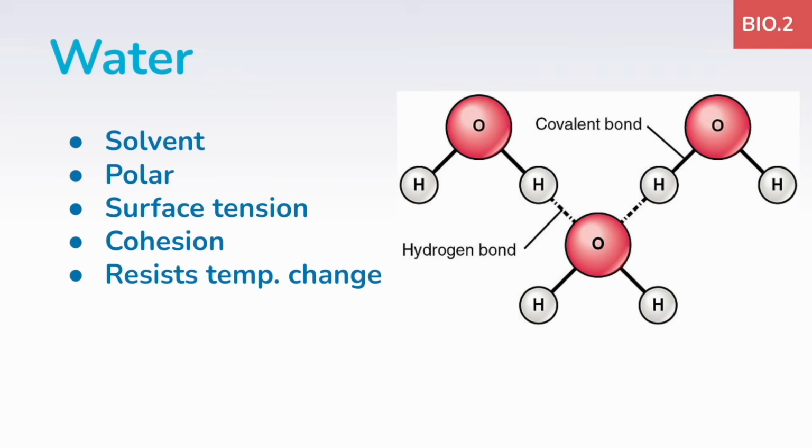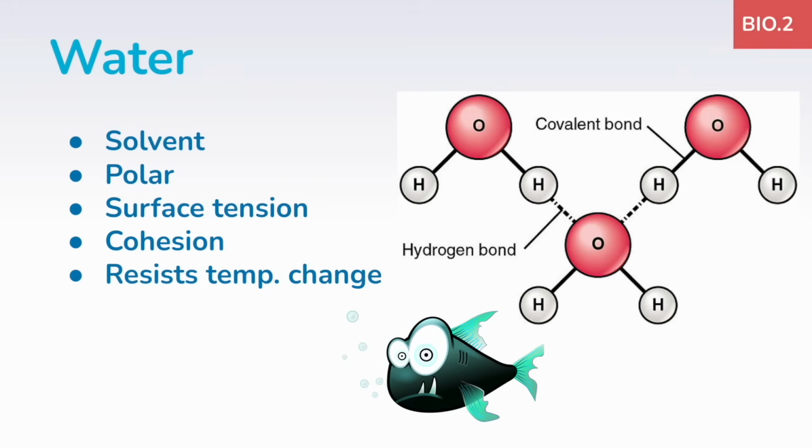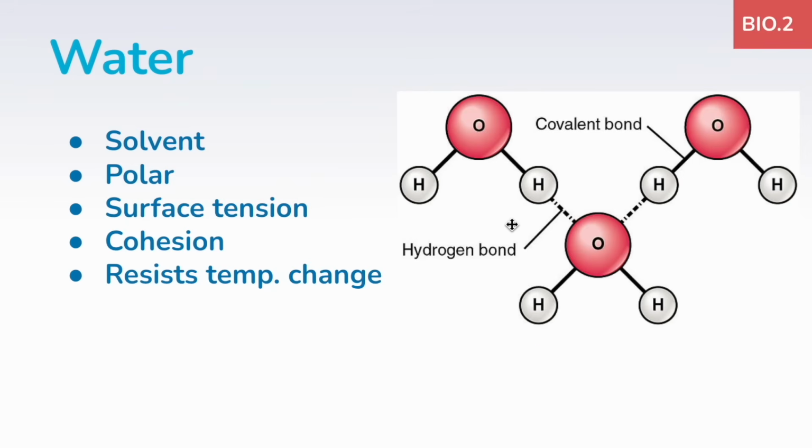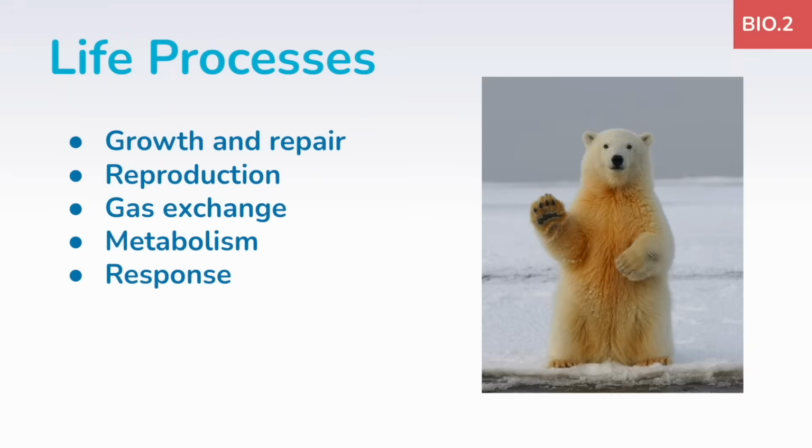Water makes up 70 to 95% of organisms, and it consists of 1 oxygen and 2 hydrogen atoms per water molecule. So there are some processes that all living things go through, including growth and repair, reproduction, gas exchange, metabolism, and response. And there are certain macromolecules, or certain larger molecules, that are going to play a role in all of these processes.